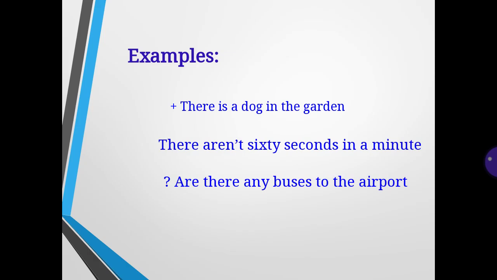Examples. The first example is an affirmative sentence: There is a dog in the garden. The next example is a negative sentence: There aren't 60 seconds in a minute. And the next sentence is a question form: Are there any buses to the airport?